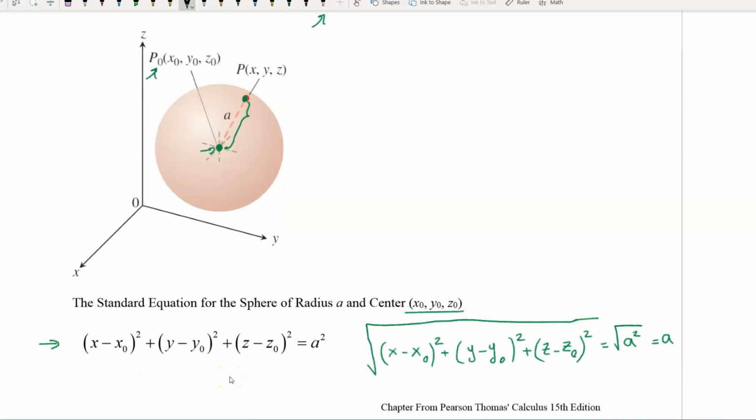And based on what we had here on this part, now we're trying to find what is a, or what is our radius. So square root of both sides, square root of left side equal to square root of what I have on right side. So here we have square root of a squared. This is equal to a. This is our radius.